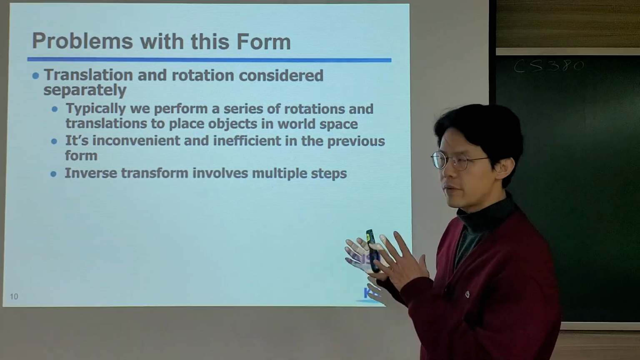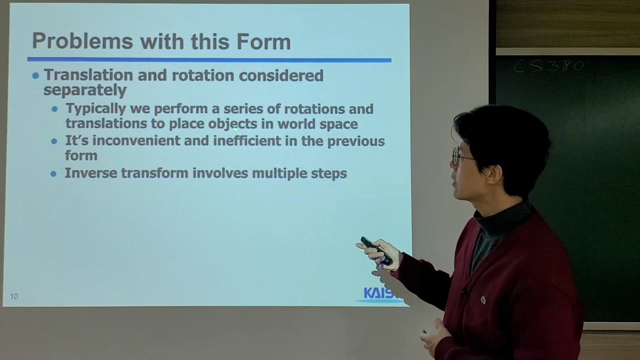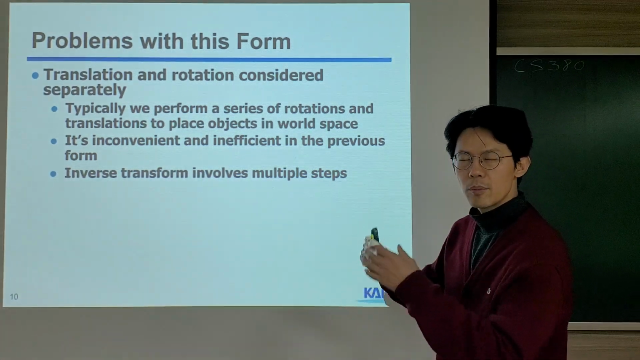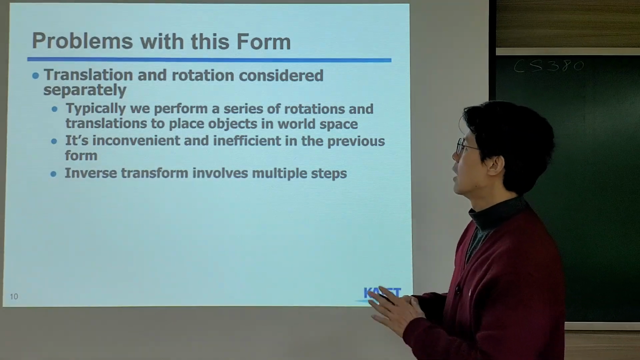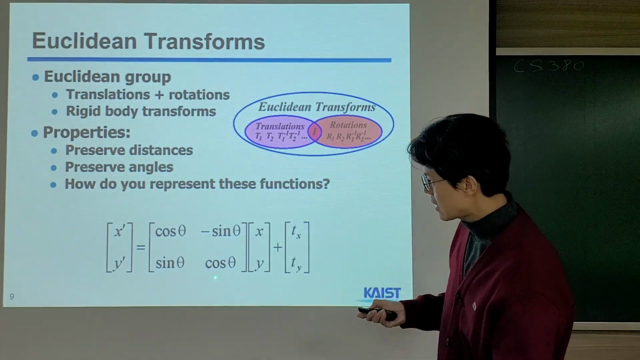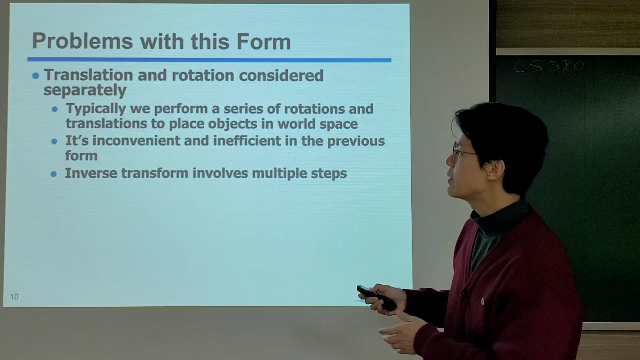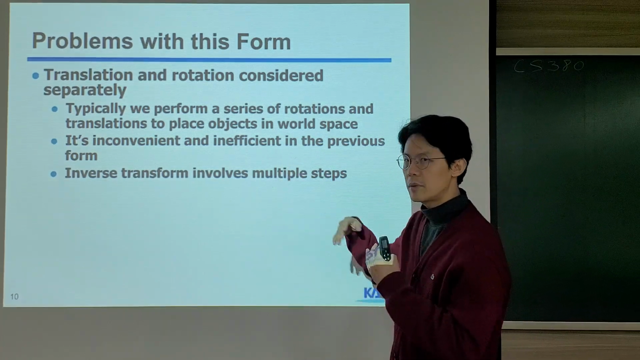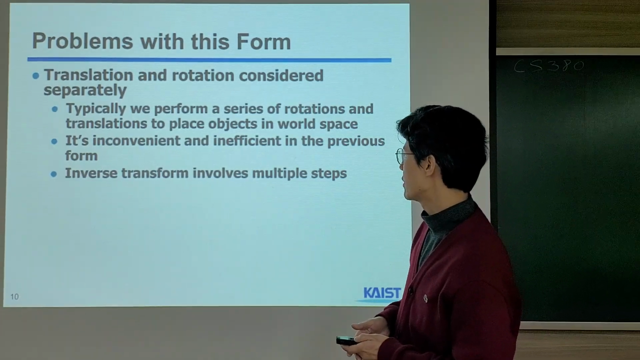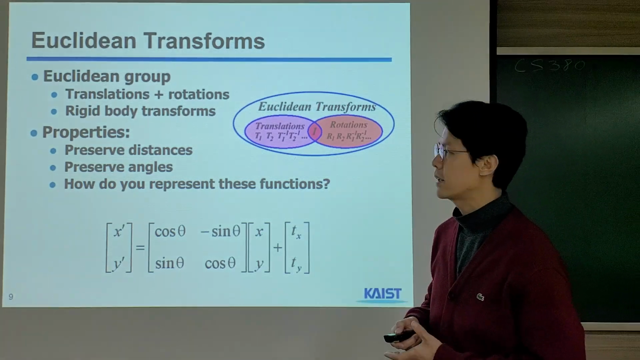Typically, in any computer graphics application, we perform a series of rotations and translations to place objects that are defined in some place into the world space. But if you use a separate entity for the rotation and translation, it's very complicated. It turns out to be inconvenient and inefficient. Also, sometimes we need to do the inverse transformation, and computing the inverse in this way is very complicated.